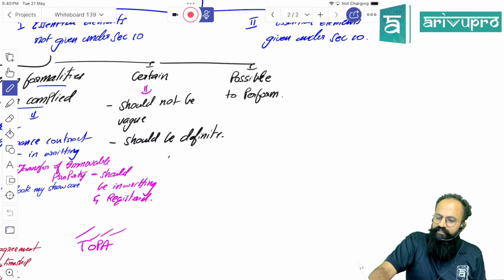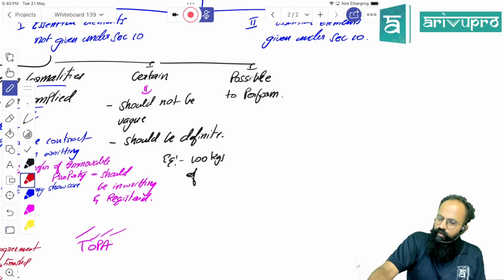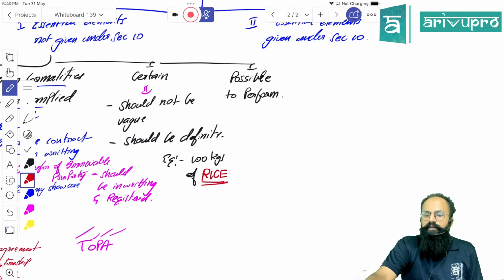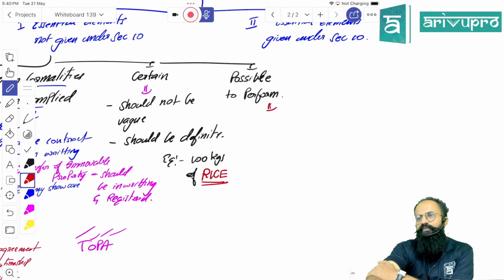If you want, write down the example. You can write 100 kgs of rice. Highlight rice so that you will know it is vague. Yes, sir. Next one is possible to perform.